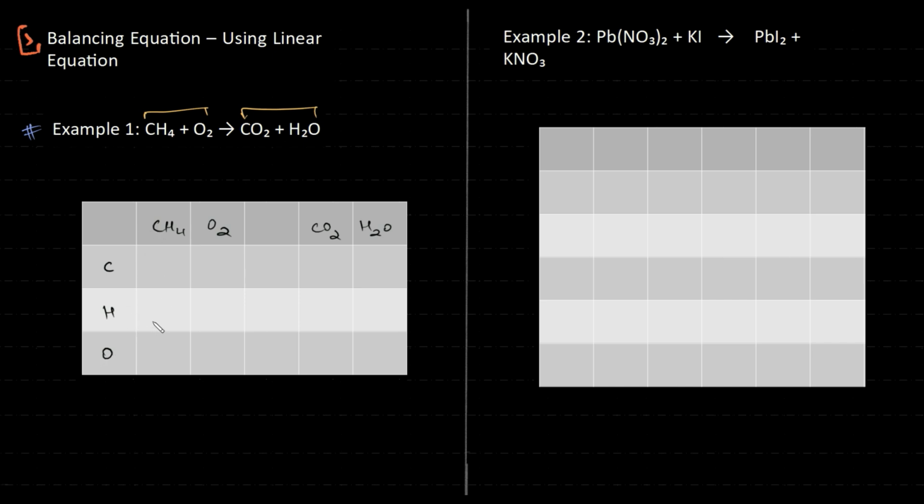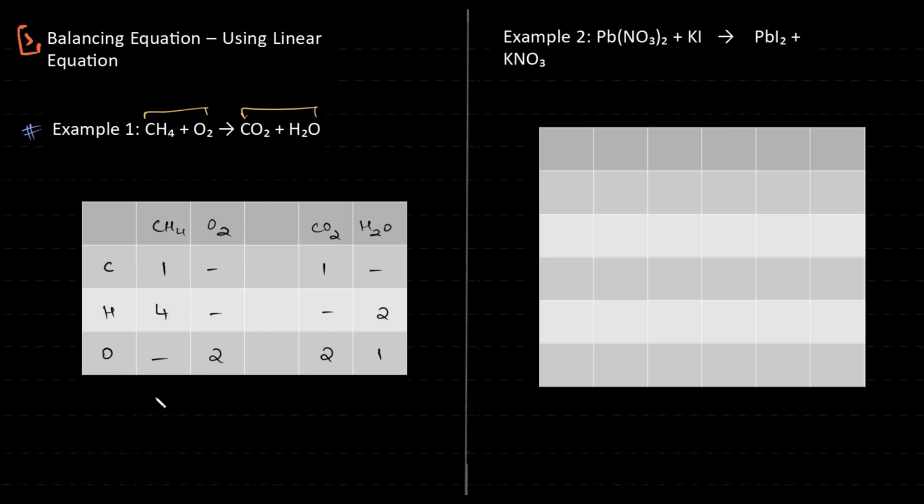Now, I'll count how many atoms of carbon, hydrogen, oxygen there are in CH4. So in CH4, there is 1 carbon, 4 hydrogen and no oxygen atoms. In O2, there is no carbon, no hydrogen, but 2 oxygen. In CO2, we have 1 carbon, no hydrogen, 2 oxygen. And in H2O, we have no carbon, 2 hydrogen and 1 oxygen.